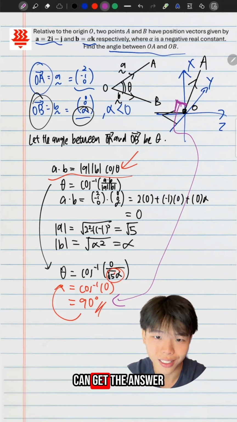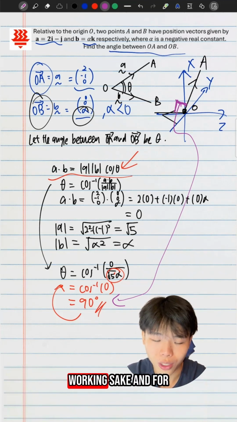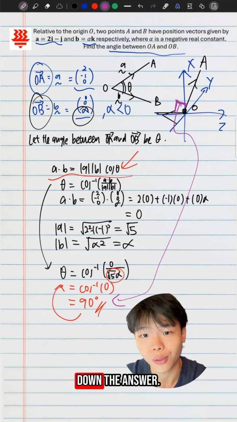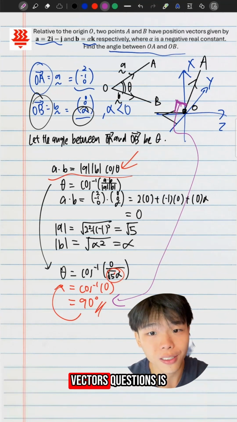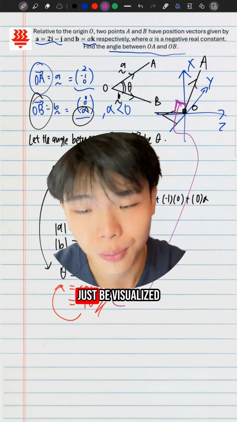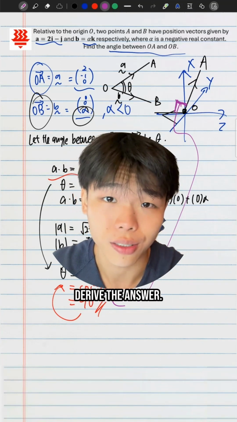So actually, you can get the answer without doing the working, but for working sake and for method mark sake, we will still write down the answer. But this is just to show you that not all vectors questions are complicated, right? A lot of it can just be visualized intuitively, and that's how you actually derive the answer.